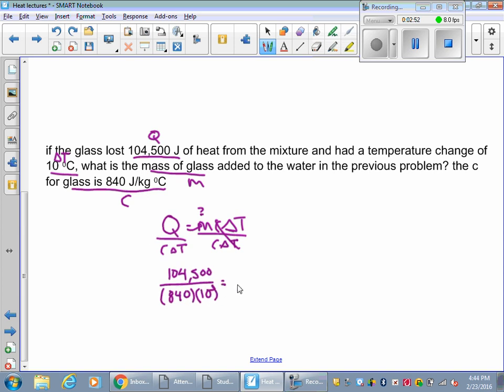Okay, and we're going to get, I'll put that in my calculator correctly, all right, we got about 12.4 kilograms of glass must have been added to the water. Cool.